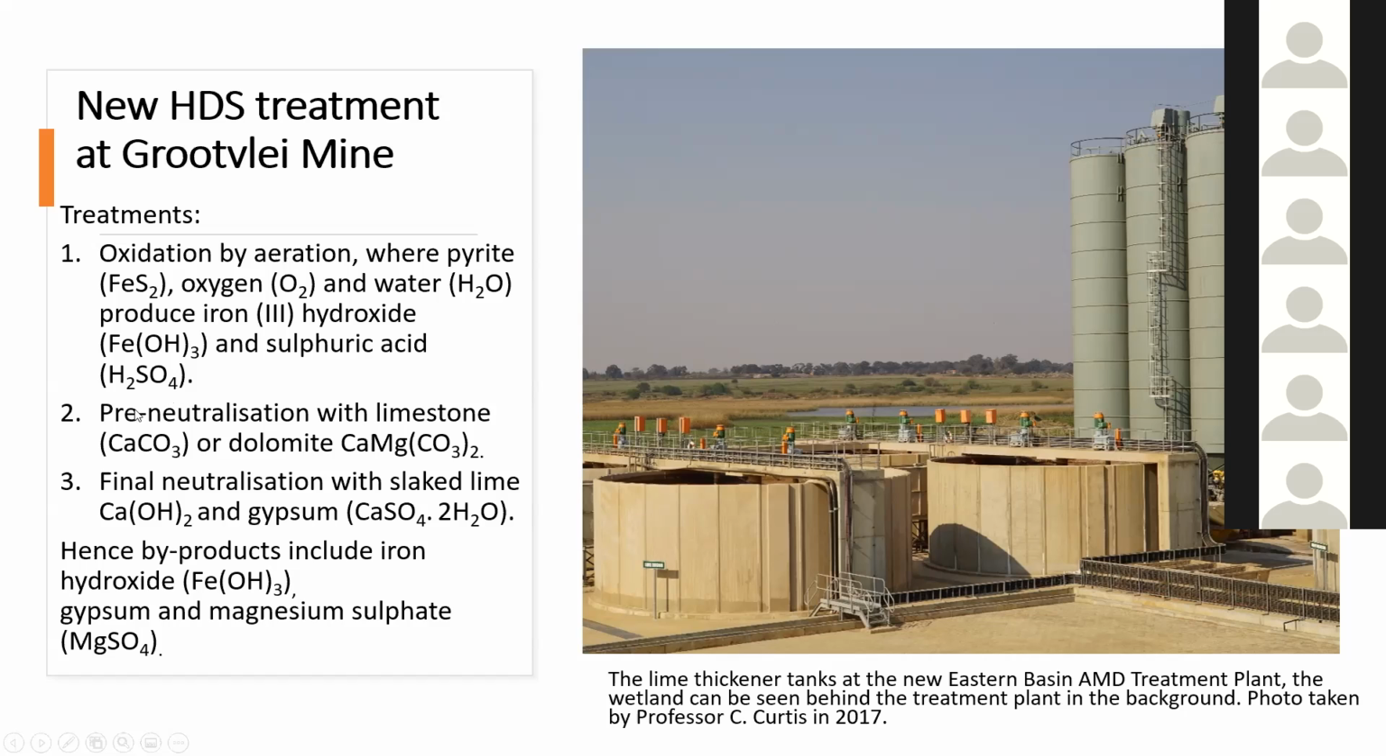And so the main treatment is a pre-neutralization with limestone or dolomite, and then a final neutralization with black lime and gypsum. The byproducts include iron hydroxide, gypsum, and magnesium sulphate. Here is an image of the lime thickener tank at the new AMD treatment plant in Eastern Basin, and the wetland can be seen in the background of this plant. This photo was taken by Professor Curtis in 2017.